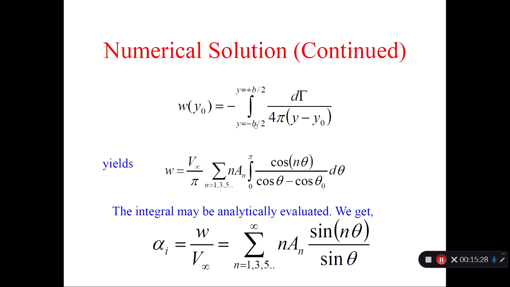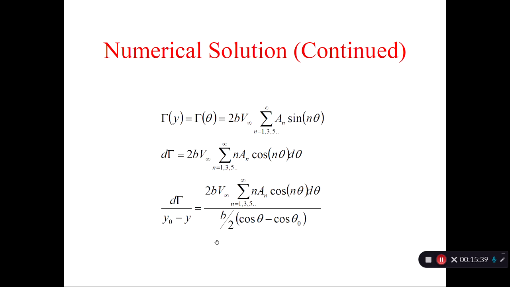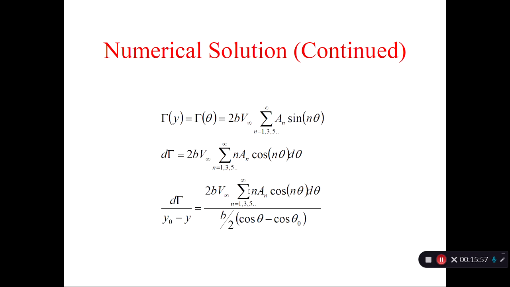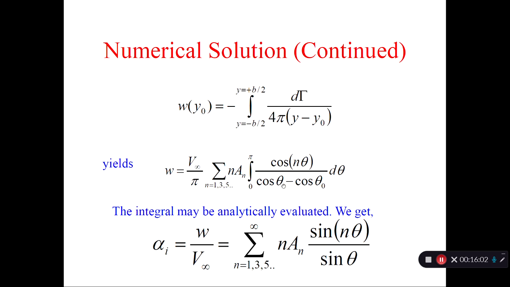Now, when we integrate from minus b over 2 to plus b over 2, it becomes 0 to pi. By the way, here you have 1 over 4. Here 2 times 2 becomes 4. So 1 over 4 and 4 cancel out. b cancels out. V infinity survives. Pi survives. So you get an expression that looks like this. This n times An came from this n times An here. Cosine n theta is in here. Cosine theta minus cosine theta naught is in the denominator.